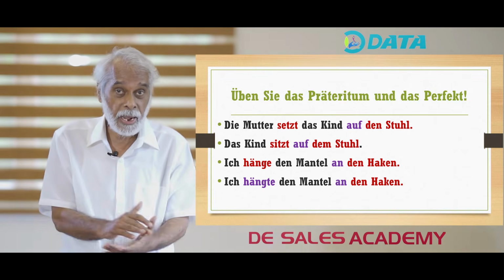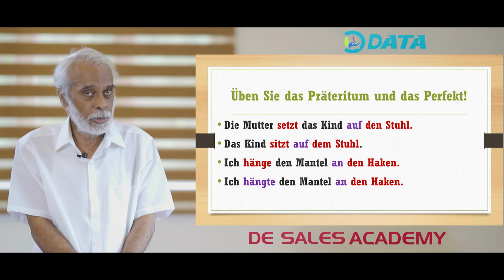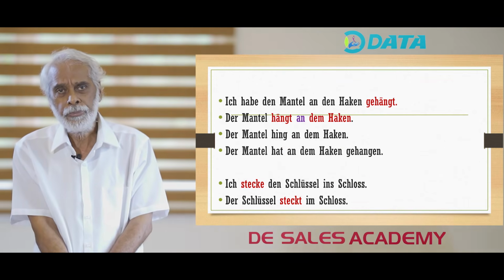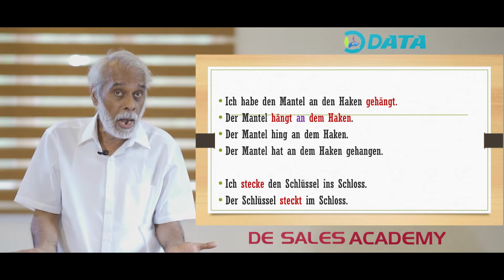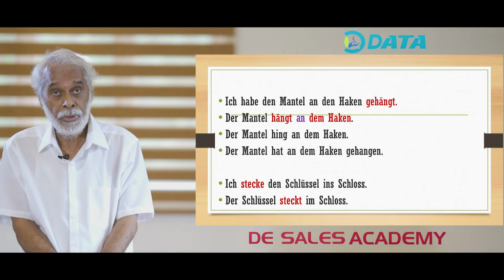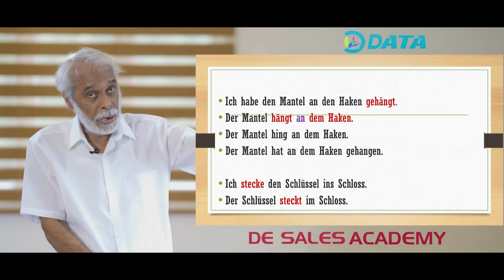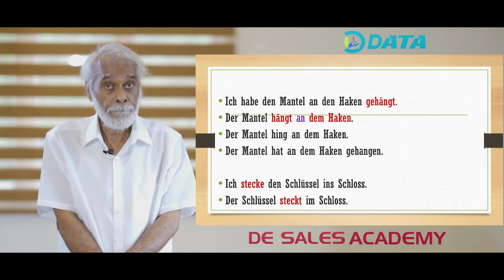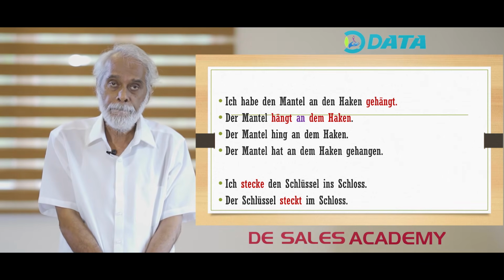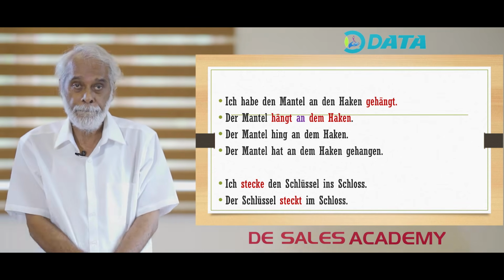Ich hänge den Mantel an den Haken. Haken is a hook. Action, Bewegung. Ich hängte den Mantel an den Haken. Präteritum. Ich habe den Mantel an den Haken gehängt. Perfekt. Kommen wir zur Position. Der Mantel hängt an dem Haken. Der Mantel hing an dem Haken. Der Mantel hat an dem Haken gehangen.